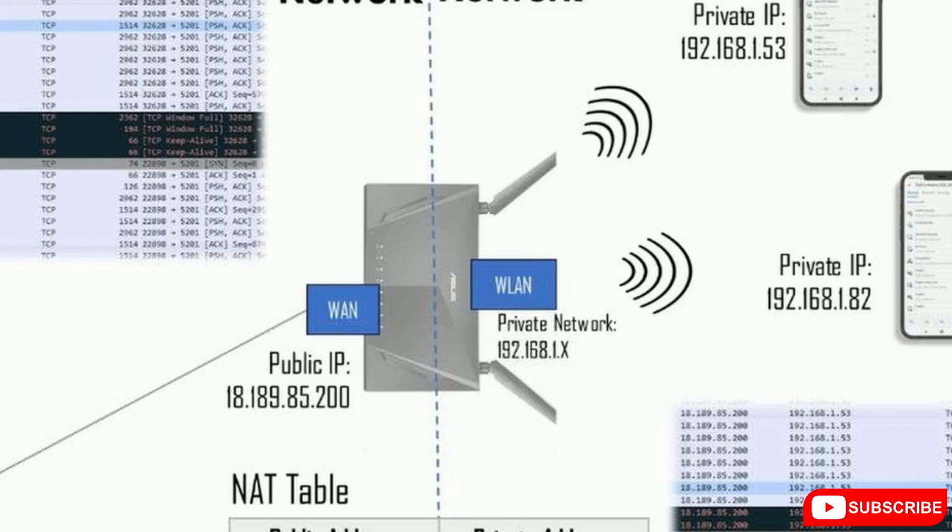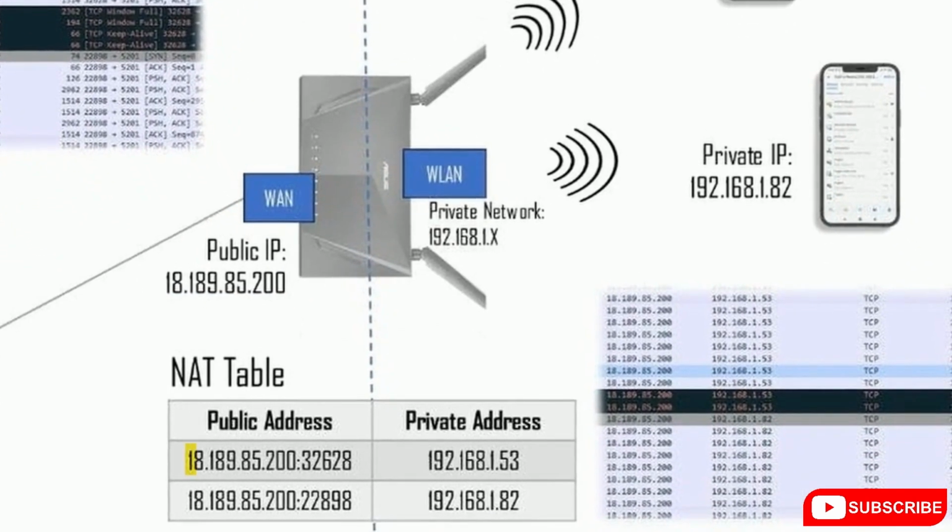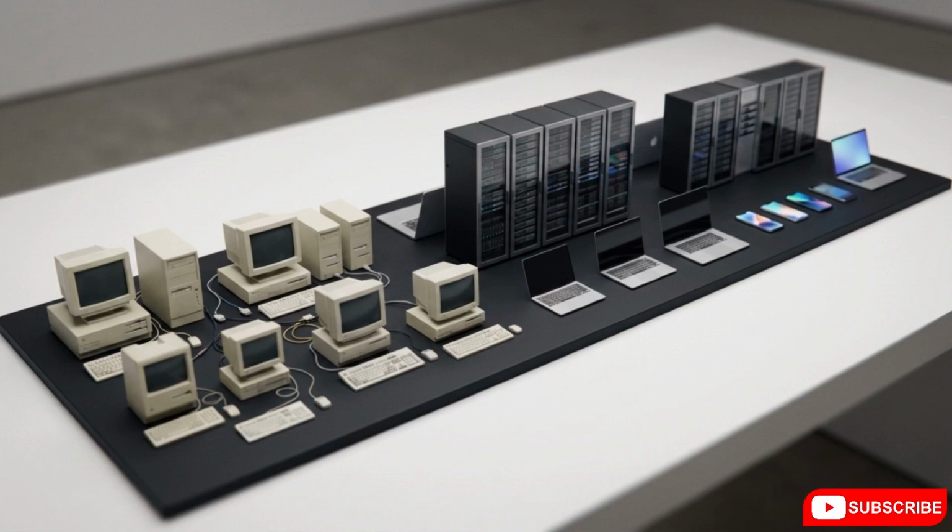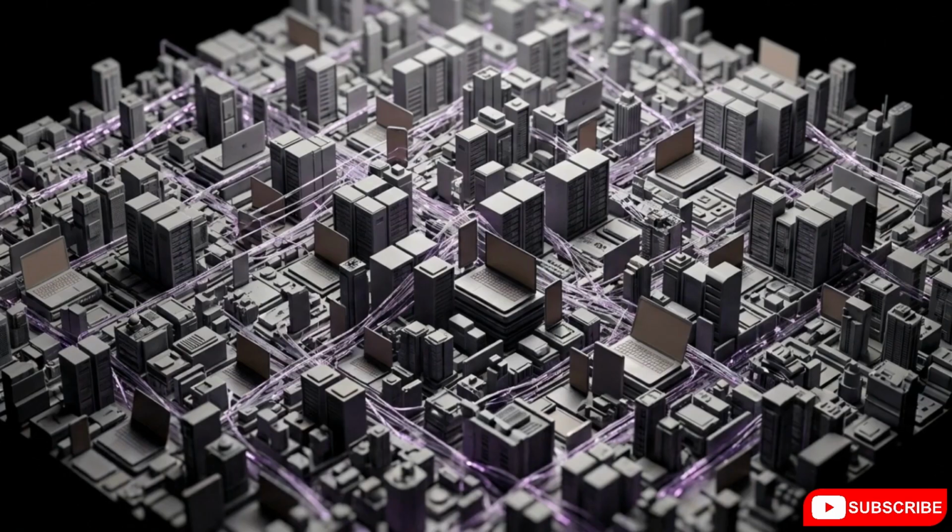The router uses network address translation to replace the private address with a public IP. In the NAT table, it attaches unique port numbers, like 32,628, matching external responses to the correct device. This translation process extended the life of the IPv4 protocol for decades, allowing the Internet to continue adding billions of devices, even after the public address pool was exhausted.